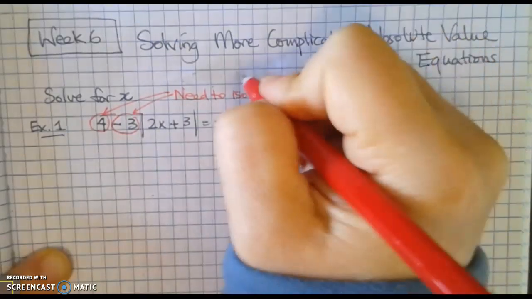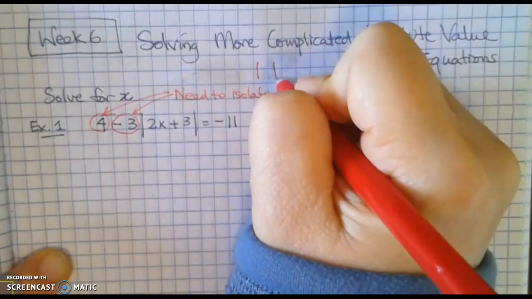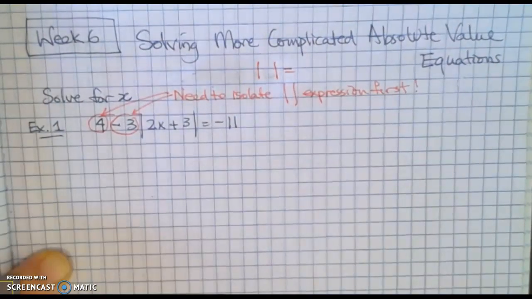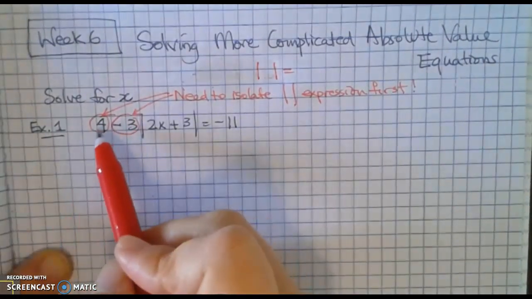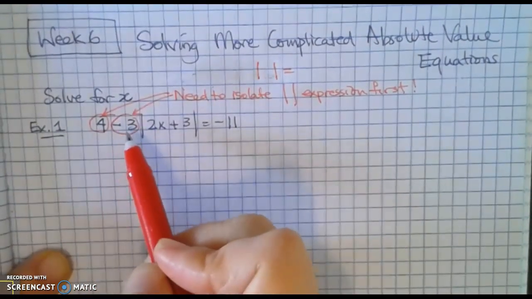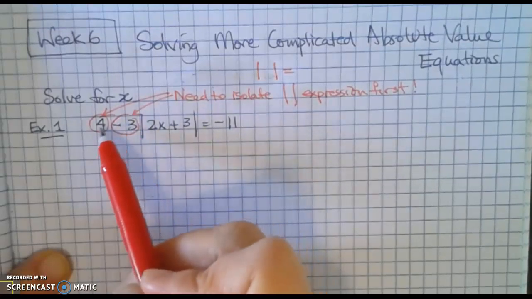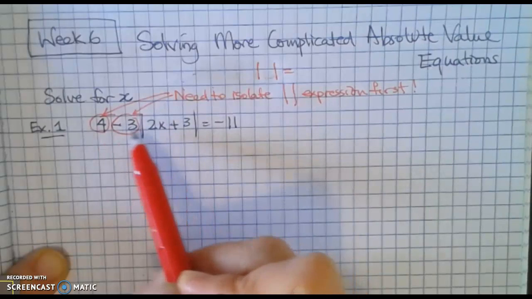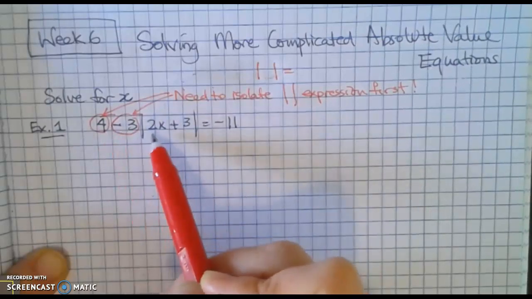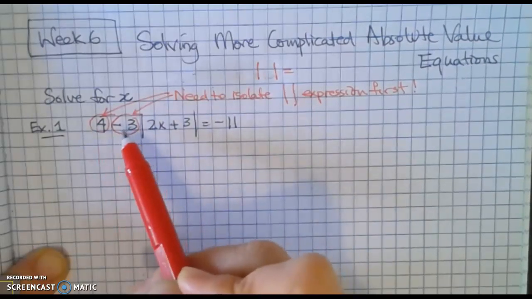That means we want it to become absolute value of something is equal to, with nothing else around. So we need to somehow get rid of 4 and negative 3. Now let's think about this 4 and negative 3. What is 4 doing to the absolute value expression and what is negative 3 doing to the absolute value expression? They're doing something very different.